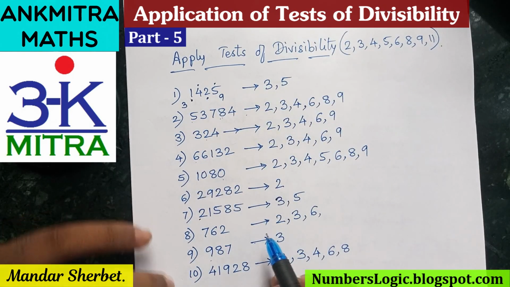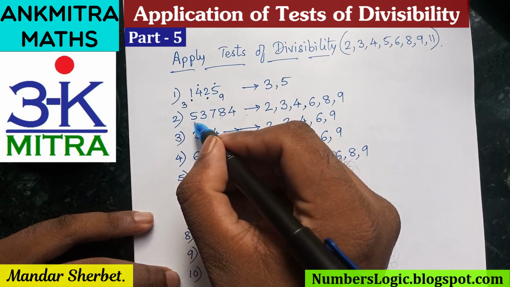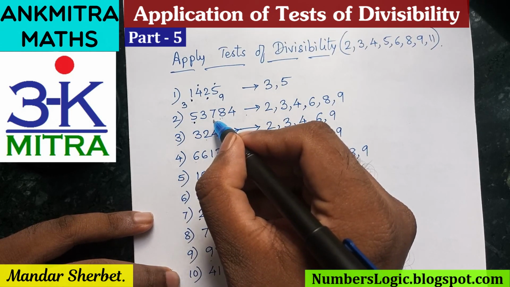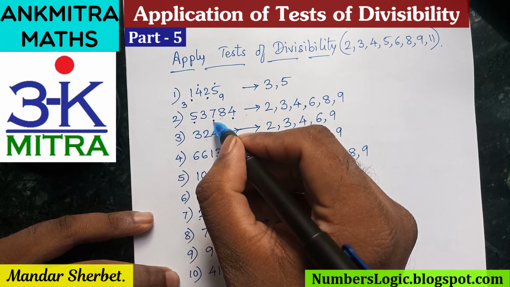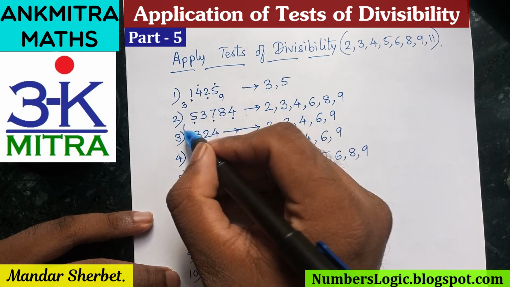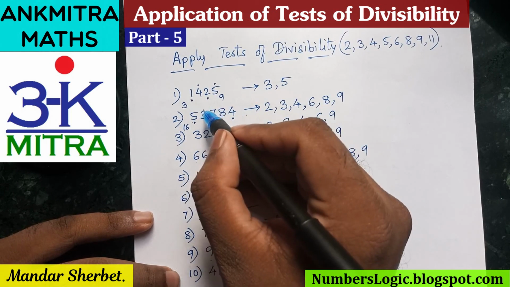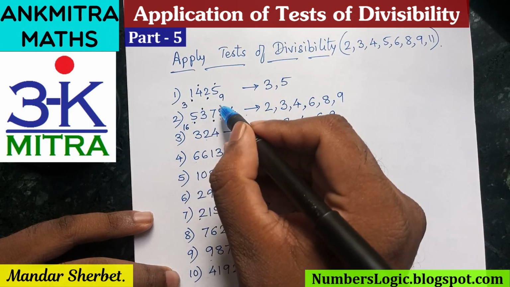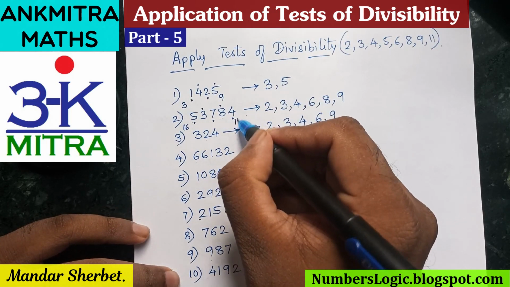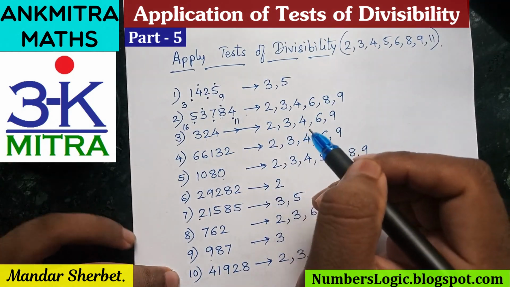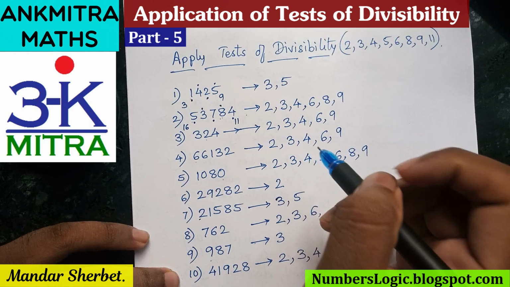Okay, for the next number, the alternate number pairs will be, the first pair is 5, 7, 4. So 5 plus 7 is 12. 12 plus 4 is 16. So the first pair's addition is 16. For the second pair, the numbers are 3 and 8. So 3 plus 8 is 11. So the difference between 16 and 11 is 5. So again this number is not divisible by 11.